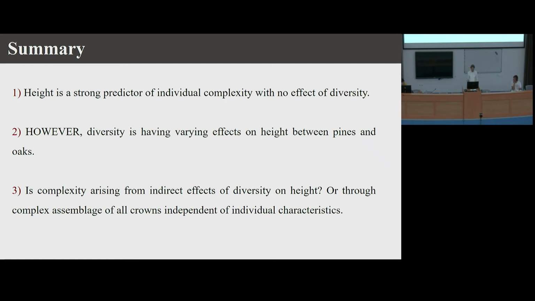So it's interesting to then think about this plot scale complexity we're seeing in diverse plots. Is that arising because of this indirect effect of diversity on height, or is it actually the plot scale assemblage of crowns? That's where the complexity is at. It's not at the individual scale, it's actually once you assemble into that canopy.